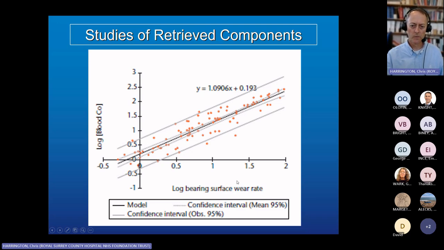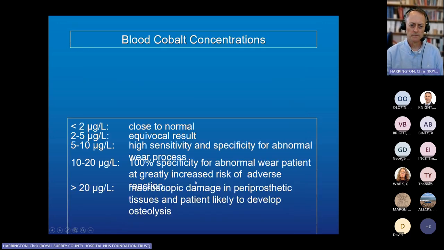So we were working with this retrieval centre, so they were taking the hips back out, and then they were doing techniques around tribology where they look at the surface and measure the irregularities very accurately, and they could work out how much wear material had come off, and then when they compared that to the blood cobalt, there was a very good relationship between the two. So that gave everyone confidence that it was a useful screening tool.